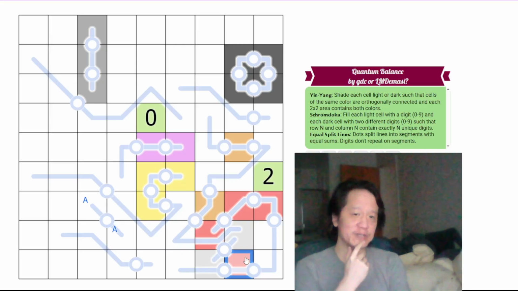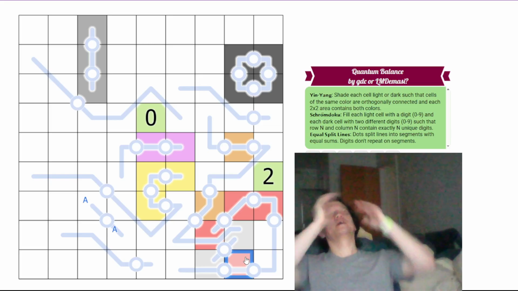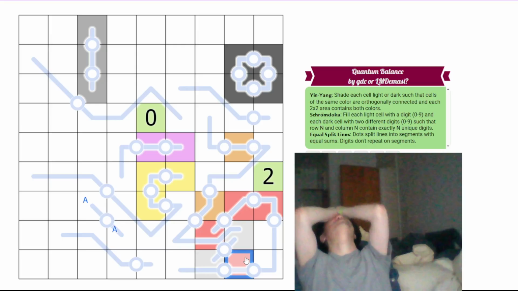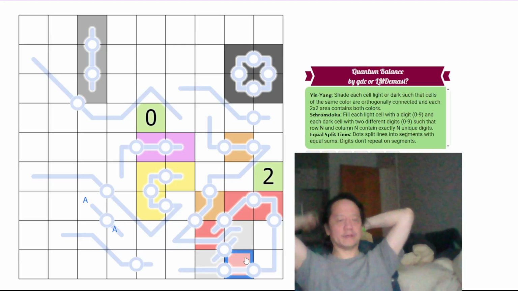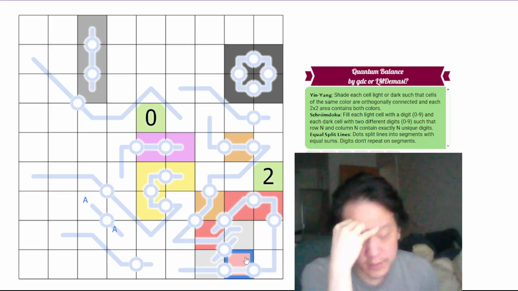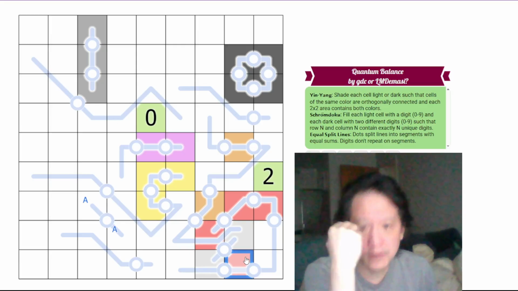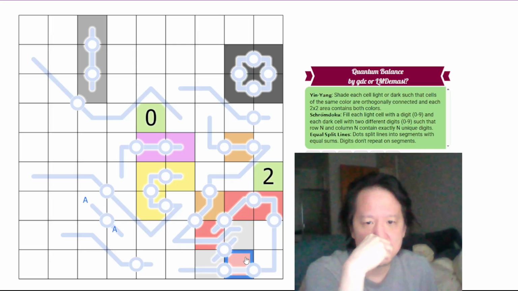But you could have 0 here too, right? Yeah. So row 1 and column 1 don't really tell us much. It's really, I think, row 9, column 9, or row 8, column 8, which might tell us more information. But I don't know.